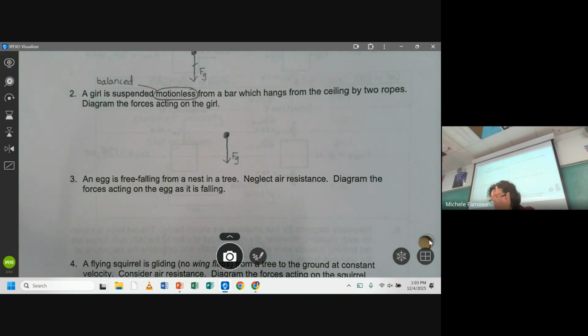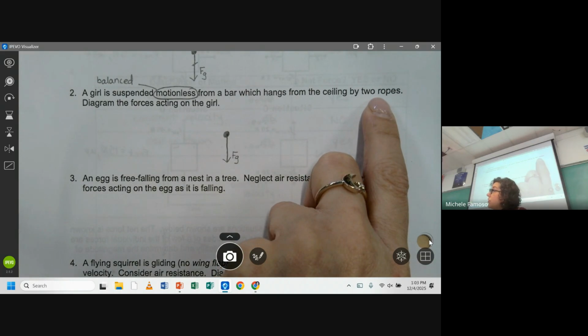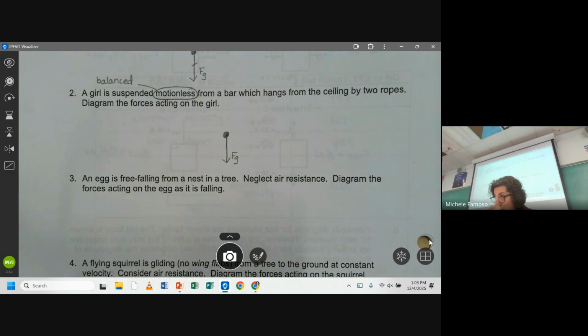What's pulling her up? The arms are part of her. What outside of her is pulling her up? The ropes. And there are 2 of them. Do you remember what the force in a rope is called? Tension.